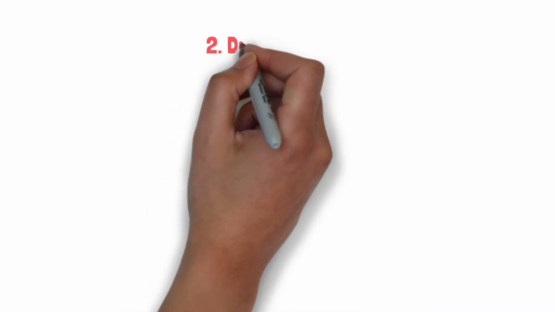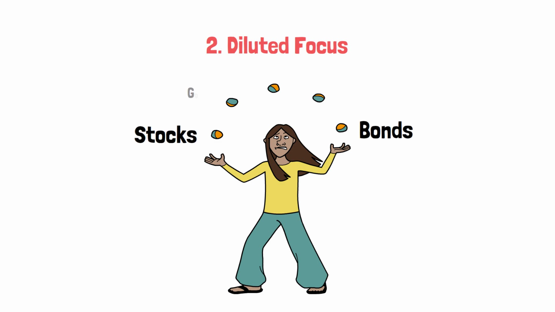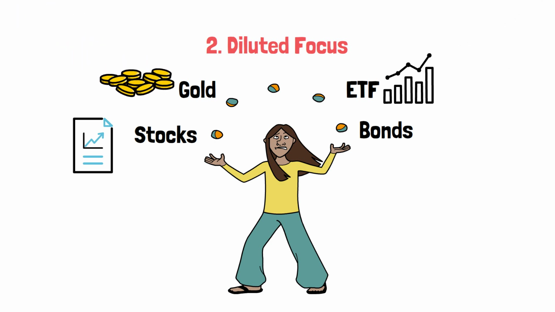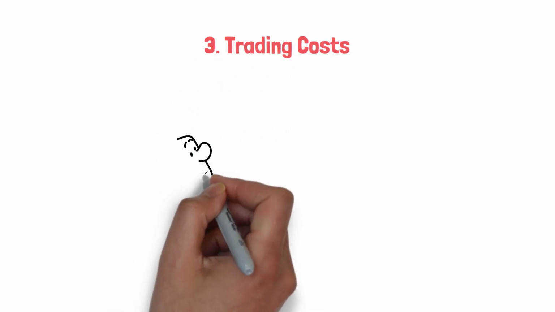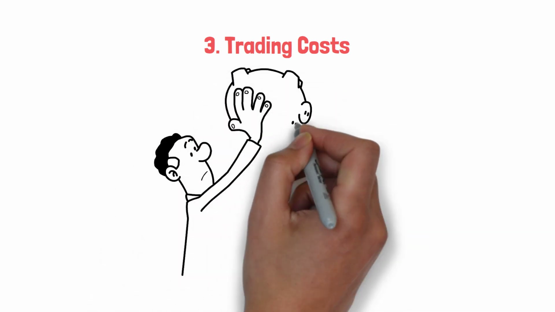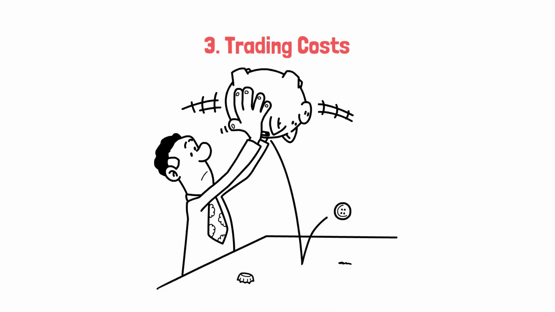Diluted focus. When you diversify your portfolio across multiple assets, you may not be able to fully focus on any one investment. This can make it harder to keep up with news and developments in each asset, and may prevent you from taking advantage of opportunities that arise. Trading costs. Diversification requires you to buy and sell multiple assets, which can result in higher trading costs. This can eat into your returns, particularly if you are investing in assets with higher transaction fees.